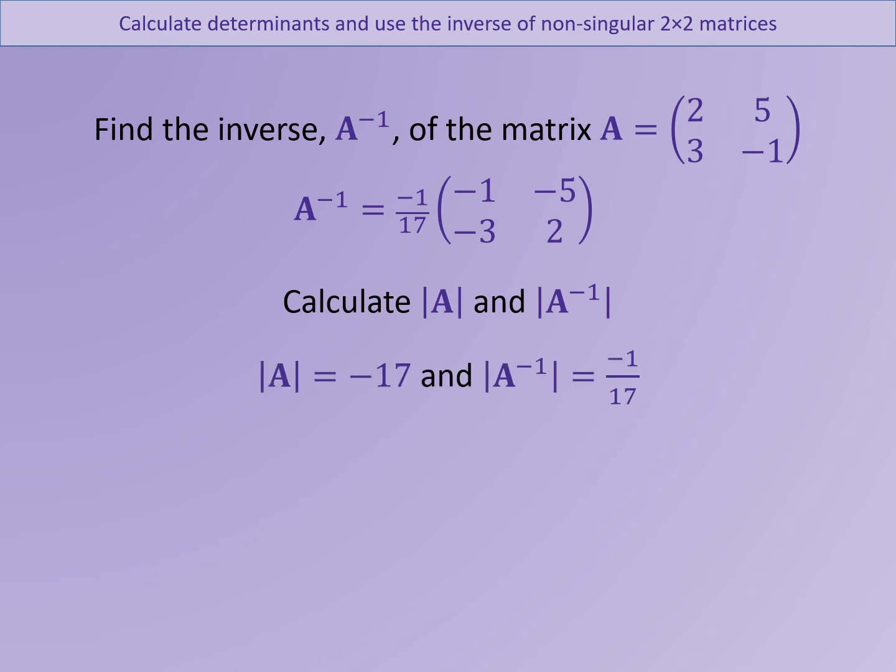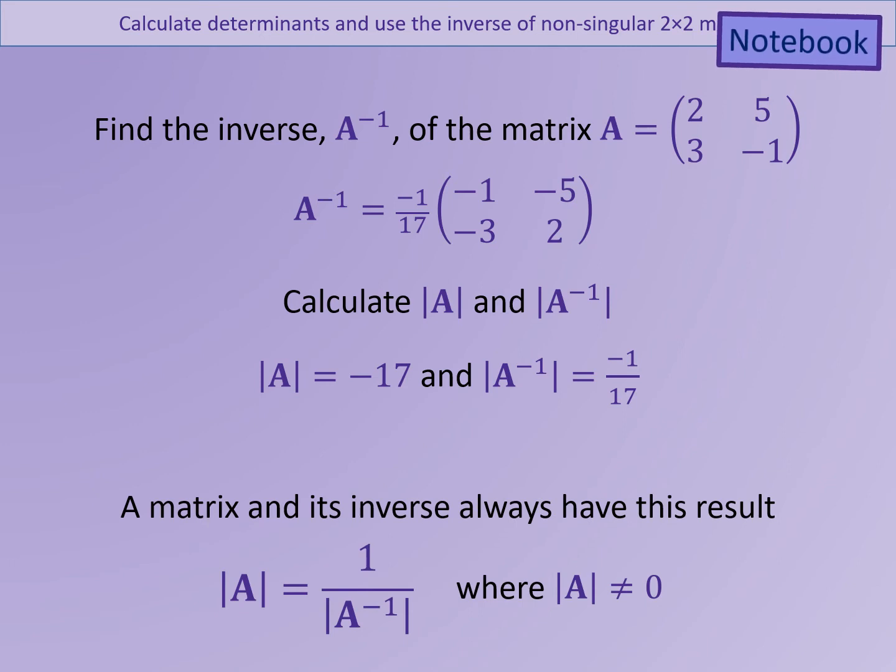So the determinant of A we already know, it was minus 17, and when you calculate the determinant of A inverse, you get minus 1 over 17. So that leads us to the rule that a matrix and its inverse have got this connection between the determinants. Determinant of A is 1 over the determinant of A inverse, as long as the determinant of A is not 0. Another way of thinking of this is that if you multiply the determinant of A and the determinant of A inverse together, you will always get the answer 1. They are reciprocals of each other.